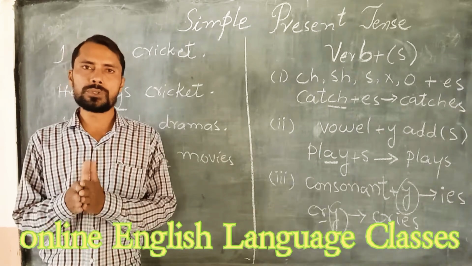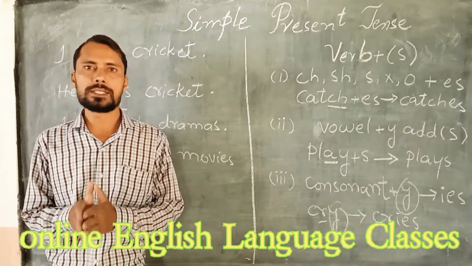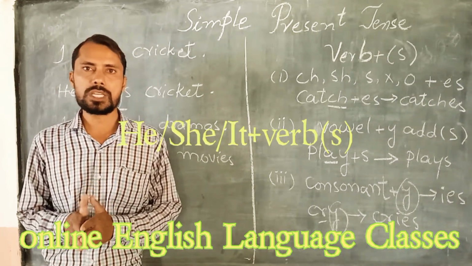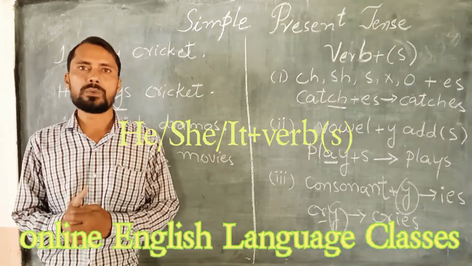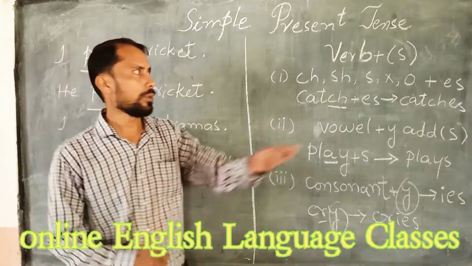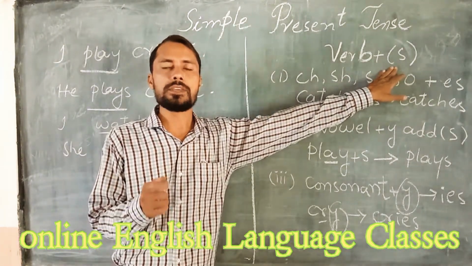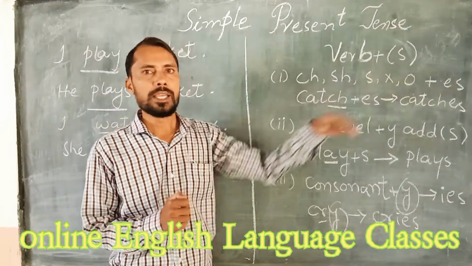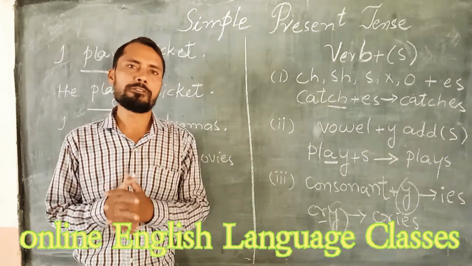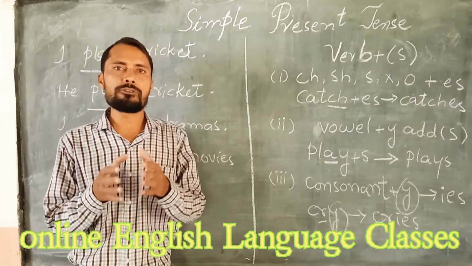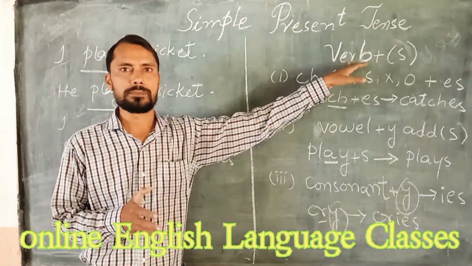So, when you use the first form of verb in simple present tense with the subjects he, she, it, the verb is usually written with S. If you look over here, verb plus S. We add S in the first form of verb. Now, how to add the S in first form of verb? We've got a few ways of adding S in the form of verb.